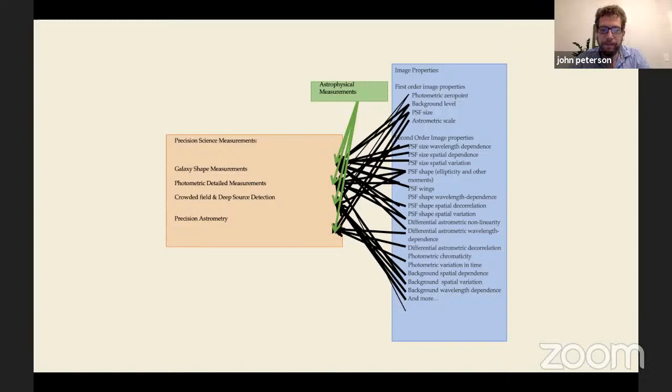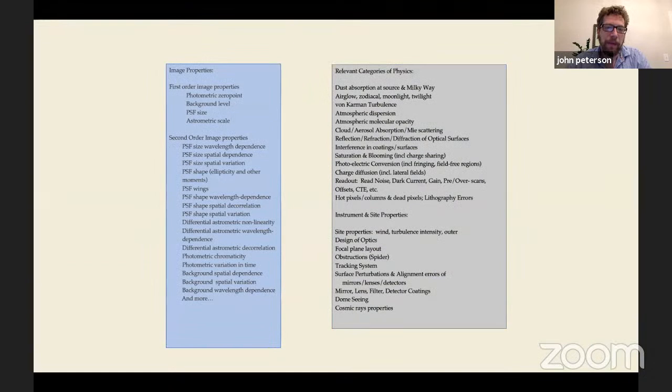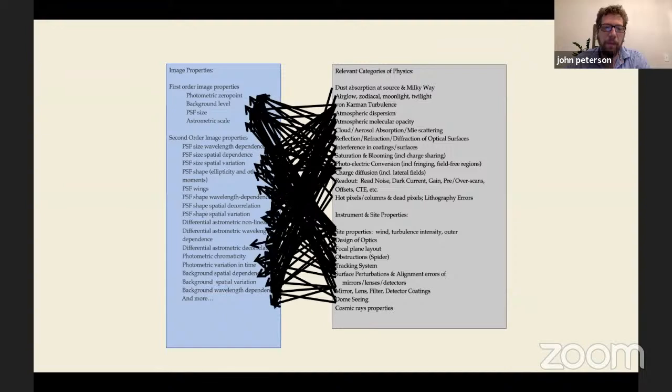Now, put those image properties over on the left, and then if you think about what kind of physics of either the atmosphere or your telescope or your detector or the design of the system, I put a whole bunch of categories over on the right. And in each category, there's probably 10 or so subcategories. But just to give you an idea, if you think about which of these affect the thing on the left, it's basically a big mess. Almost everything affects something else. So for instance, the PSF size wavelength dependence is not just one thing, it's a group of six or seven different things. Some are more important than others, but it's quite complicated.